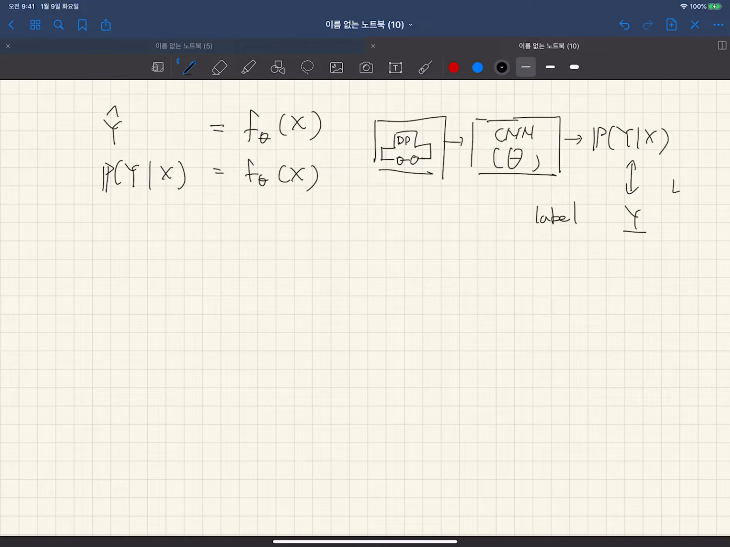We define a loss function. Usually we use cross entropy. And then we train the theta using the training data, which was the typical neural network training process and neural network concept.